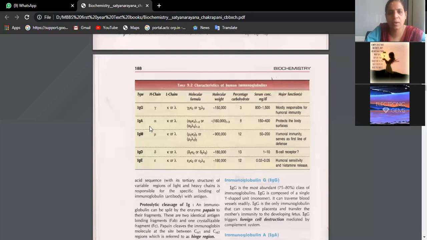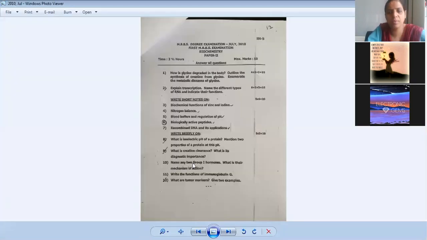IgG, yeah. So IgG, see, function is mostly responsible for humoral immunity. Humoral means the immunity which is mediated by the release of antibodies. Serum concentration is given, its molecular weight, carbohydrate percentage. Heavy chain how many, light chains what, kappa and lambda. This picture, heavy chain is gamma. Molecular formula. This one you just learn this table. Anyhow, it will help in other answers also. That is for immunoglobulin. In case it comes for 5 marks, again I'll discuss in detail.